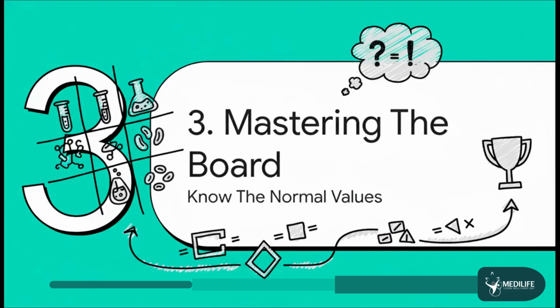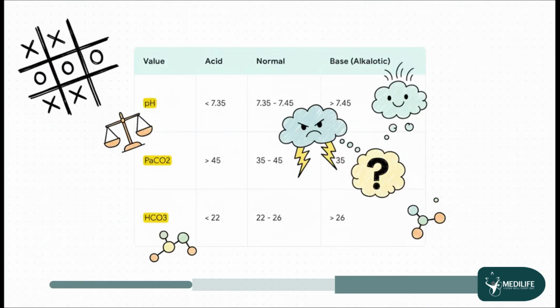Okay, so any good game has rules, right? And for ABGs, the rules are just the normal lab values. I'm telling you, memorizing these values is the most important thing you can do. It's the foundation for everything else. All right, let's look at the rules of our game. We've got 3 main players on the board: pH, PCO₂, and HCO₃.